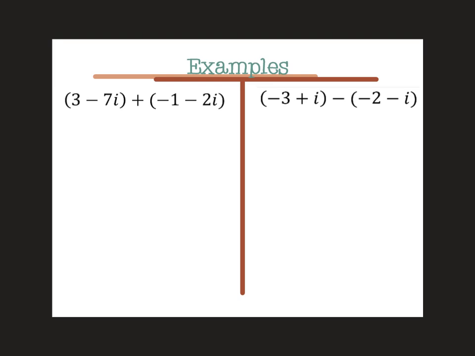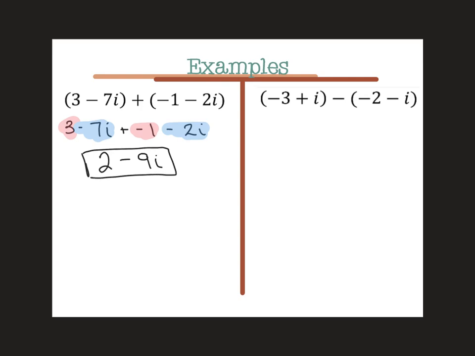Pause the video for a few seconds and attempt these two problems. When you attempt the example on the left, you should eliminate the parentheses. After they're eliminated, you can combine like terms. Your like terms are 3 and -1, and -7i and -2i. So 3 minus 1 is 2, -7i minus 2i is -9i, and this is already in standard form.